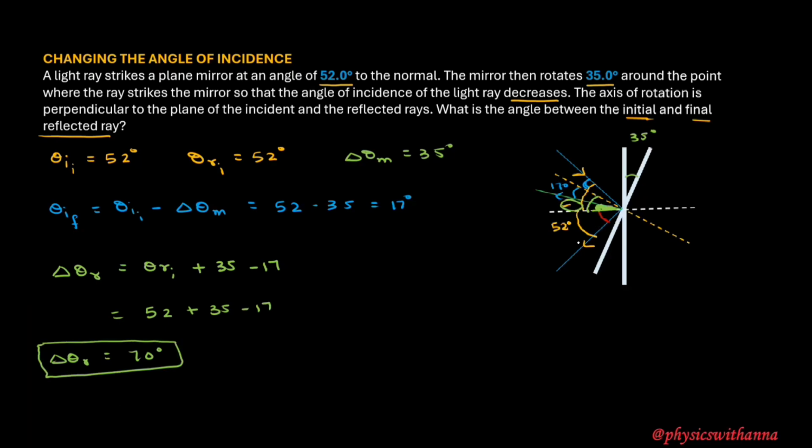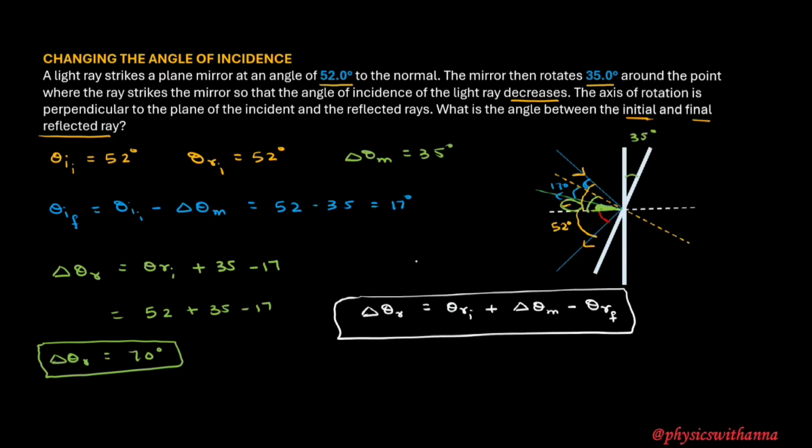Now, if you don't want to use the geometry of the figure, you can remember a simple rule. The change in the angle of reflection will be equal to the original angle of reflection, so theta Ri, plus the change in the mirror angle, which is 35 here, minus the new angle of reflection, so theta Rf. This will give you the change in the angles. So if I were to substitute this, I get the same value here. So to use this, all you need to find is the new angle of reflection, which can be easily found by finding the angle of incidence.